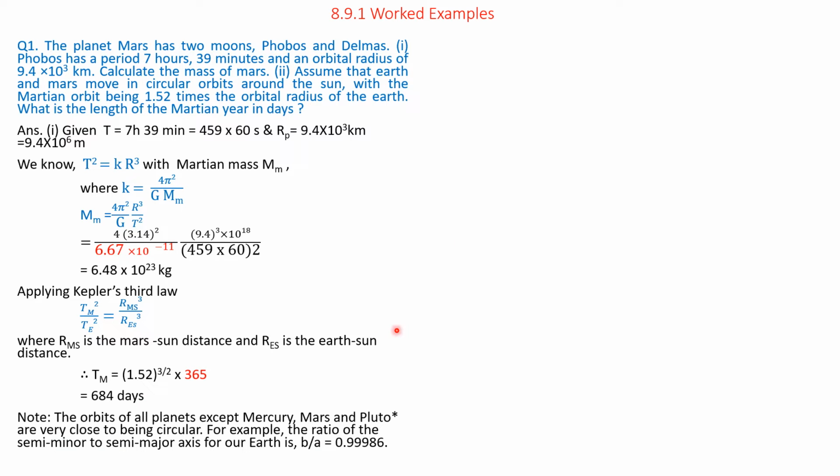Please note that the orbits of all planets except Mercury, Mars and Pluto are very close to being circular. That means they are approximately circular. In the case of Earth, the semi-major axis is A and the semi-minor axis is B, and their ratio is 0.99986.